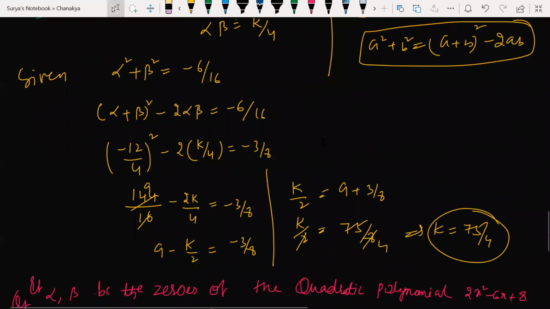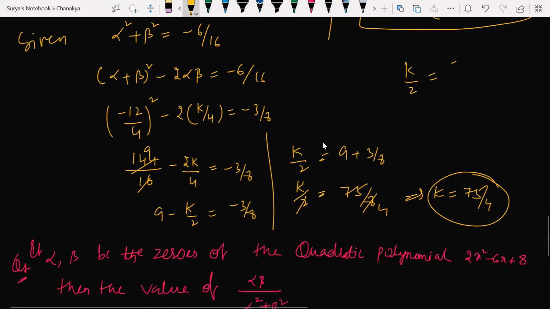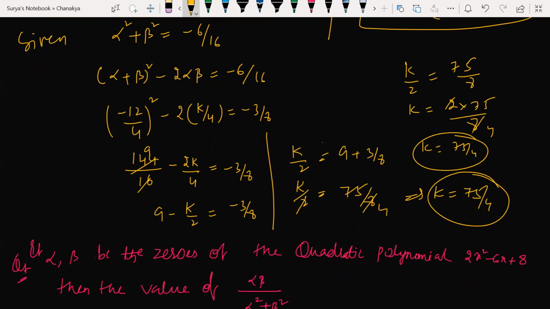75 by 4. Correct? How did we cancel that? Many of you are having doubt that if you transfer 2 to the RHS, you get K is equal to 2 into 75 by 4. Like this you can also cancel. Like this also you can cancel.